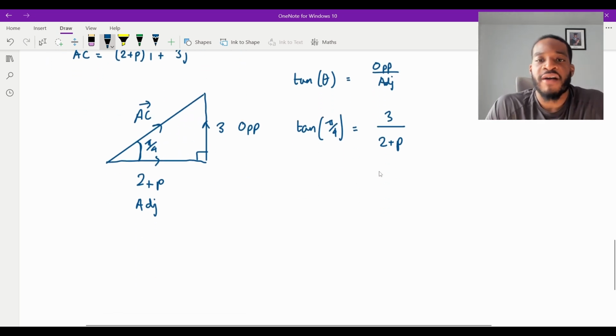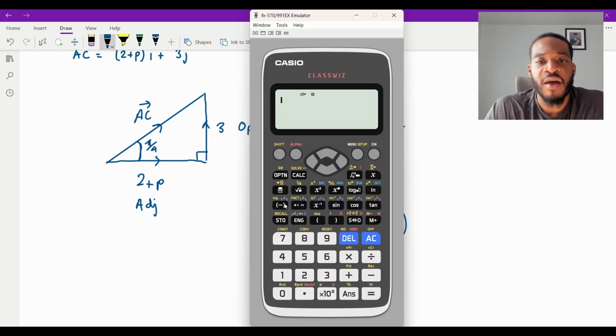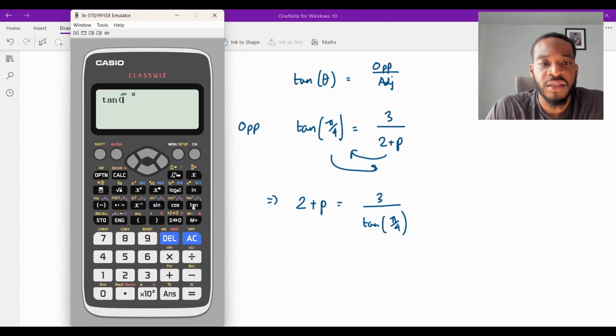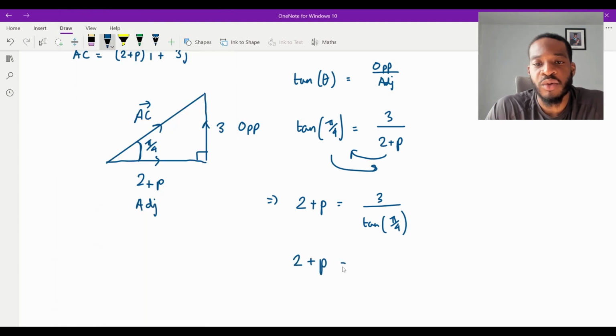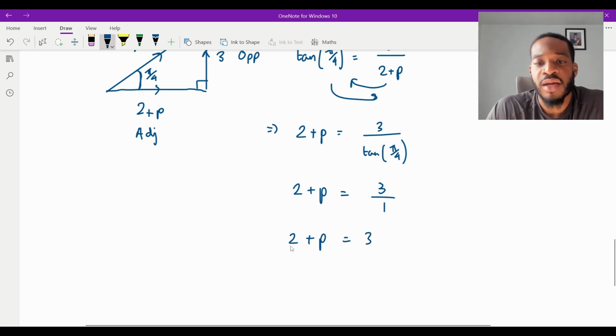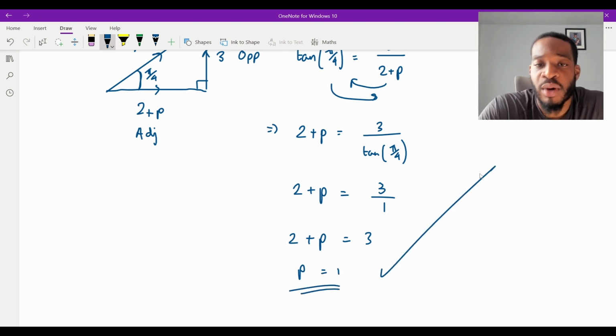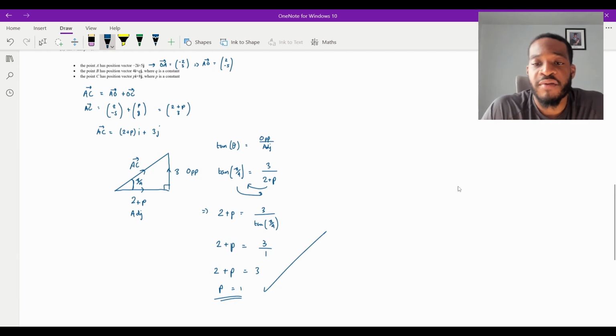And now obviously we can just evaluate this. If I multiply that up and then divide by that there, I would have 2 plus p equal to 3 over tan pi over 4. Then let's work out what tan of pi over 4 is. Make sure you're calculating in radians. Tan of pi over 4 is going to be 1. So we've got 2 plus p is equal to 3 over 1, which means that 2 plus p is equal to 3. What do I add onto 2 to make 3? It's obviously 1. So we've shown that p is equal to 1. And yeah, that's it. Finished.